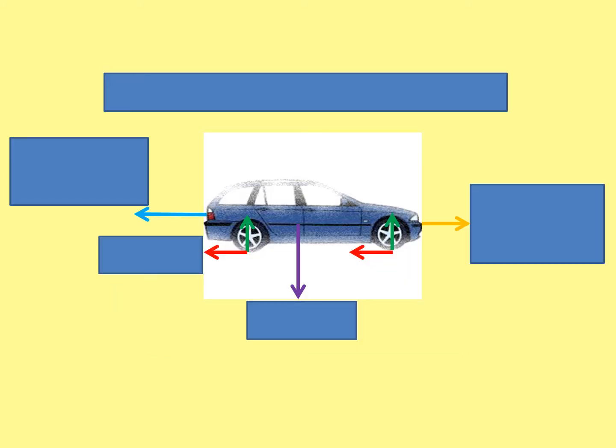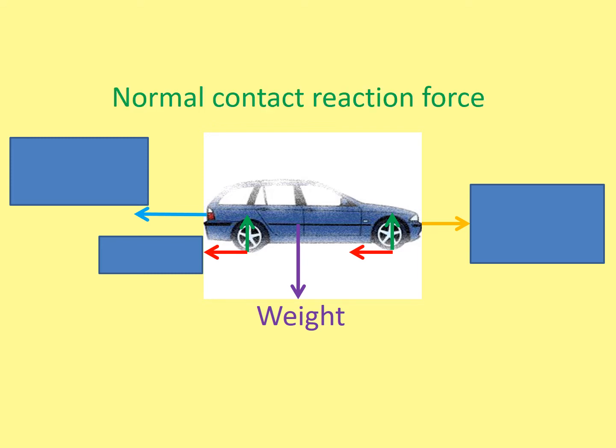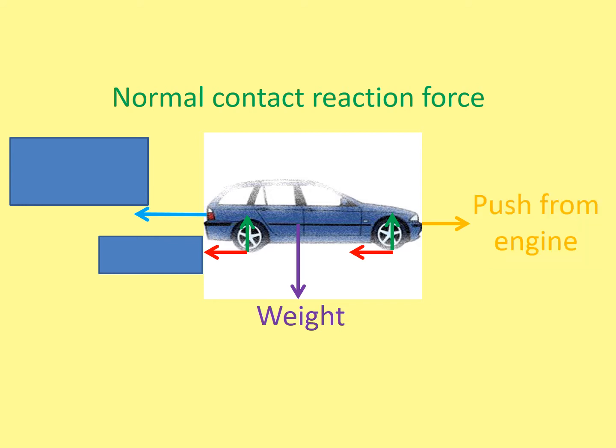Now I'd like you to pause the video and name the forces that I've covered up with blue boxes. So going down from the centre of the car, you should have weight. Then you can see two small green arrows, and they show the normal contact reaction force. Assuming the car is moving, there is a push from the engine or a driving force.